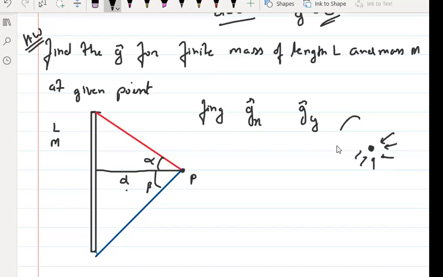Now, if there's mass around it like this, think about it. It will be pulled by this mass in all the directions. Yes or no? So what will be the net?